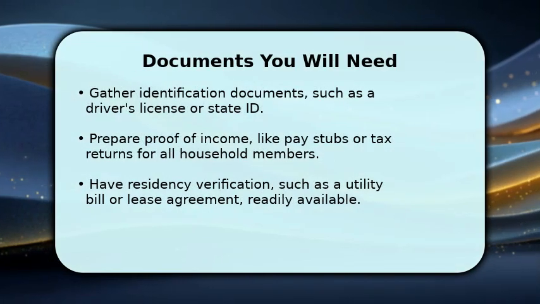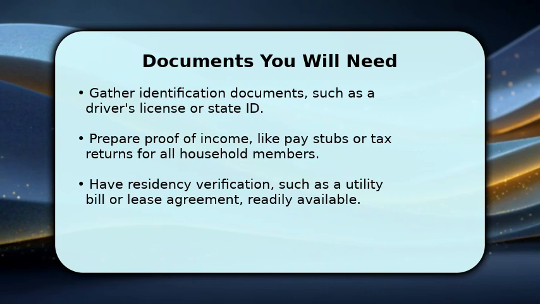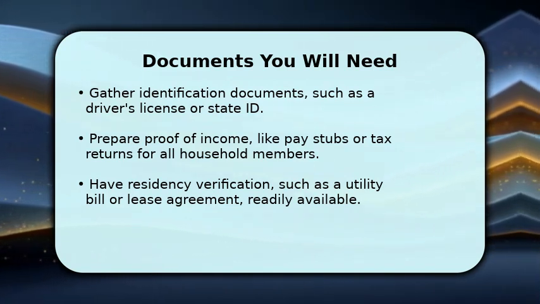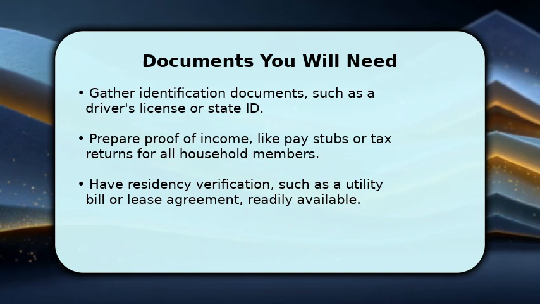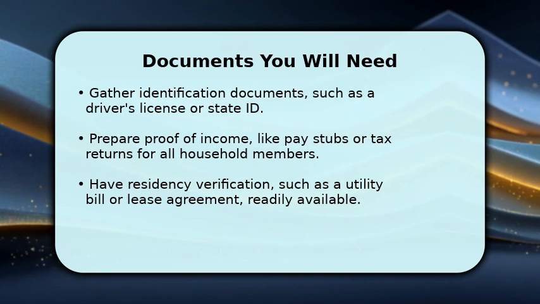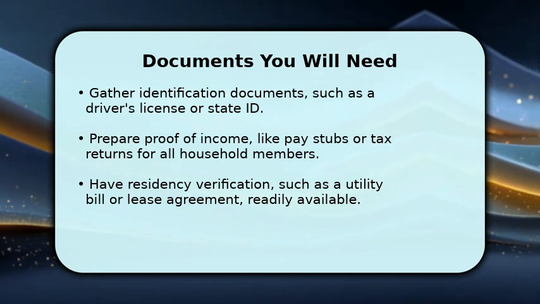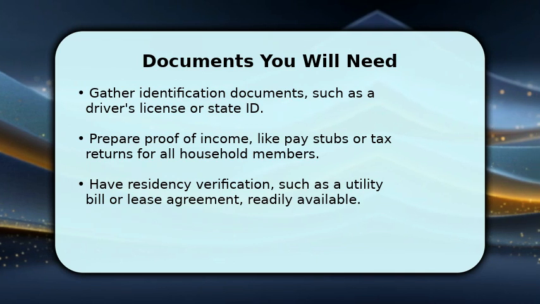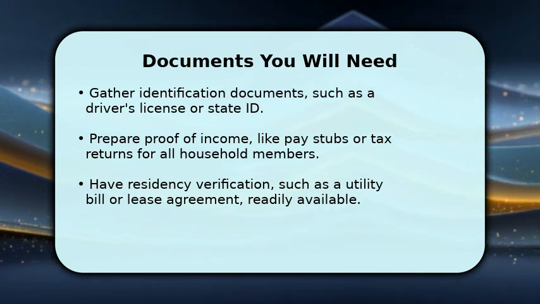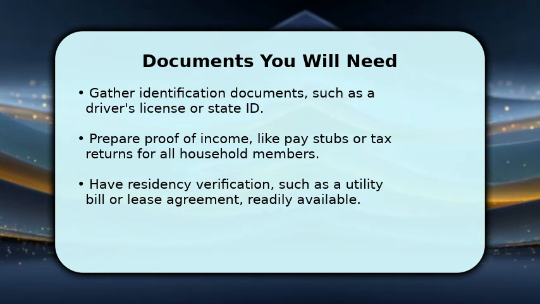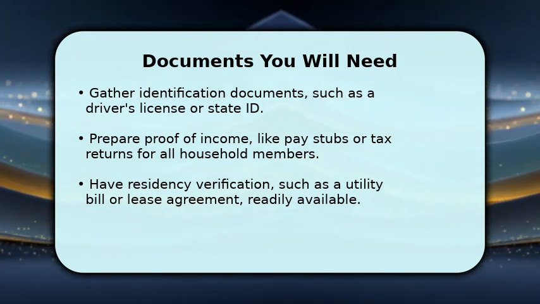Before you dive deep into the application, it's super helpful to have all your documents ready. You'll need identification for yourself and any household members, like a driver's license or state identification card. Also, gather proof of income, such as recent pay stubs or tax returns. Don't forget residency verification, perhaps a utility bill. Having these items organized beforehand will save you a lot of time and make the process much smoother.